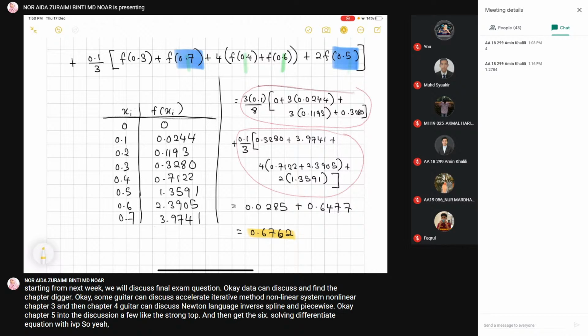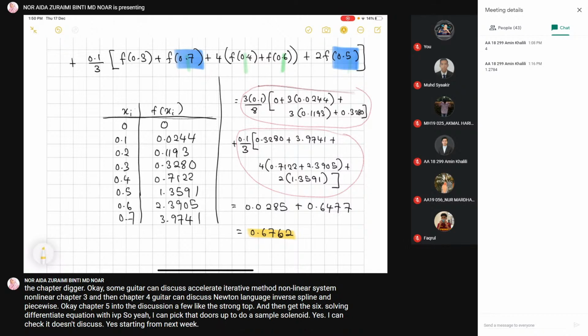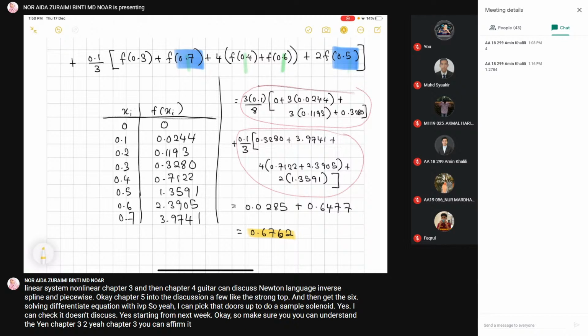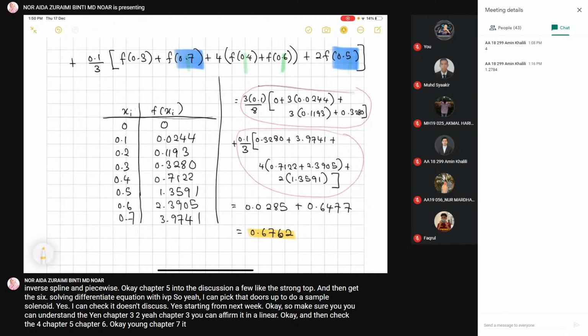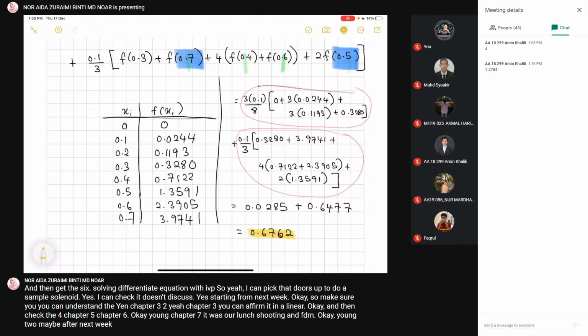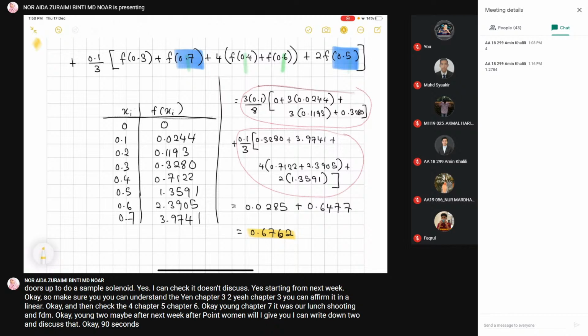Saya akan pick dua sampel soalan final. Saya akan share, kita akan discuss starting from next week. Okay, so make sure you can understand yang chapter 3 tu. Chapter 3 you kena faham iterative dengan non-linear. And then chapter 4, chapter 5, chapter 6. Yang chapter 7 kita ada dua soalan, shooting dengan FDM. Yang tu maybe after next week ataupun 2 minggu lagi you akan belajar yang tu. Nanti saya akan share dalam group contoh sampel soalan final untuk kita discuss starting from next week. Ada soalan? Tak ada, madam.